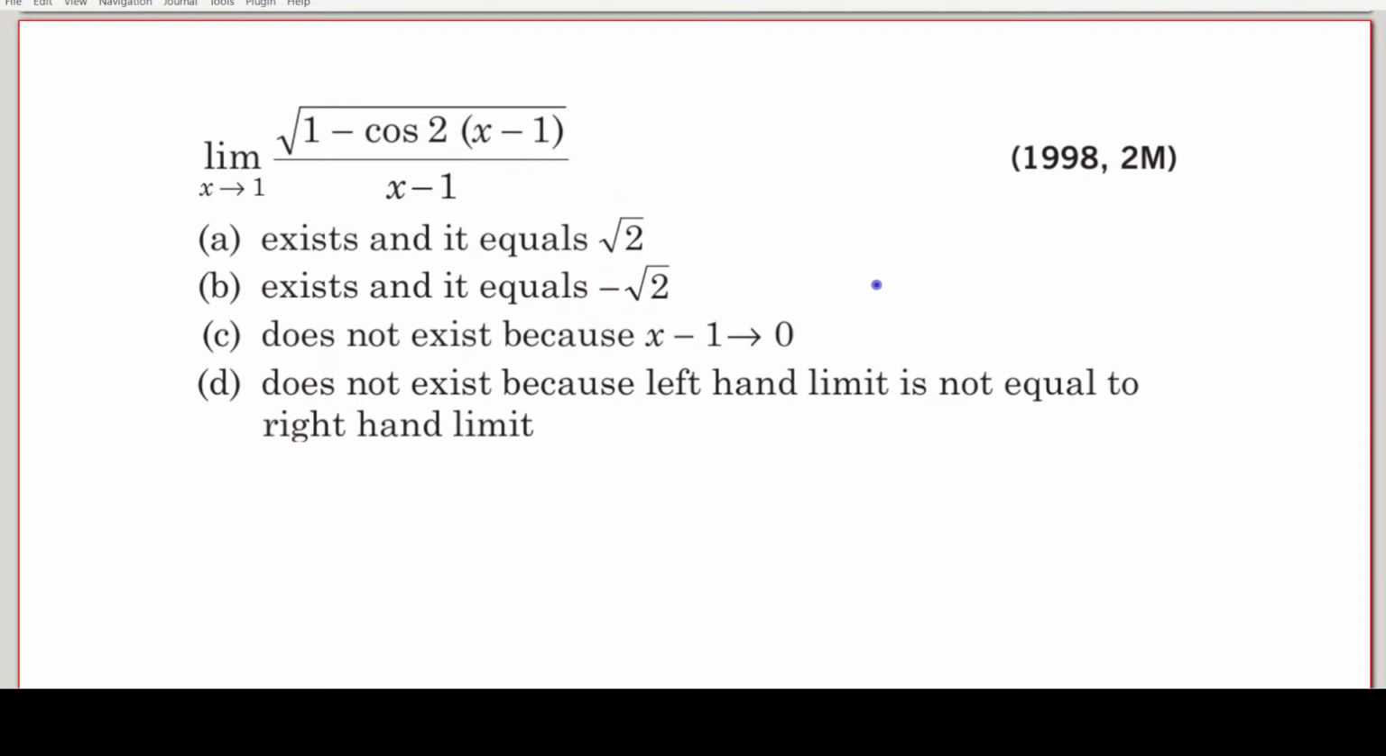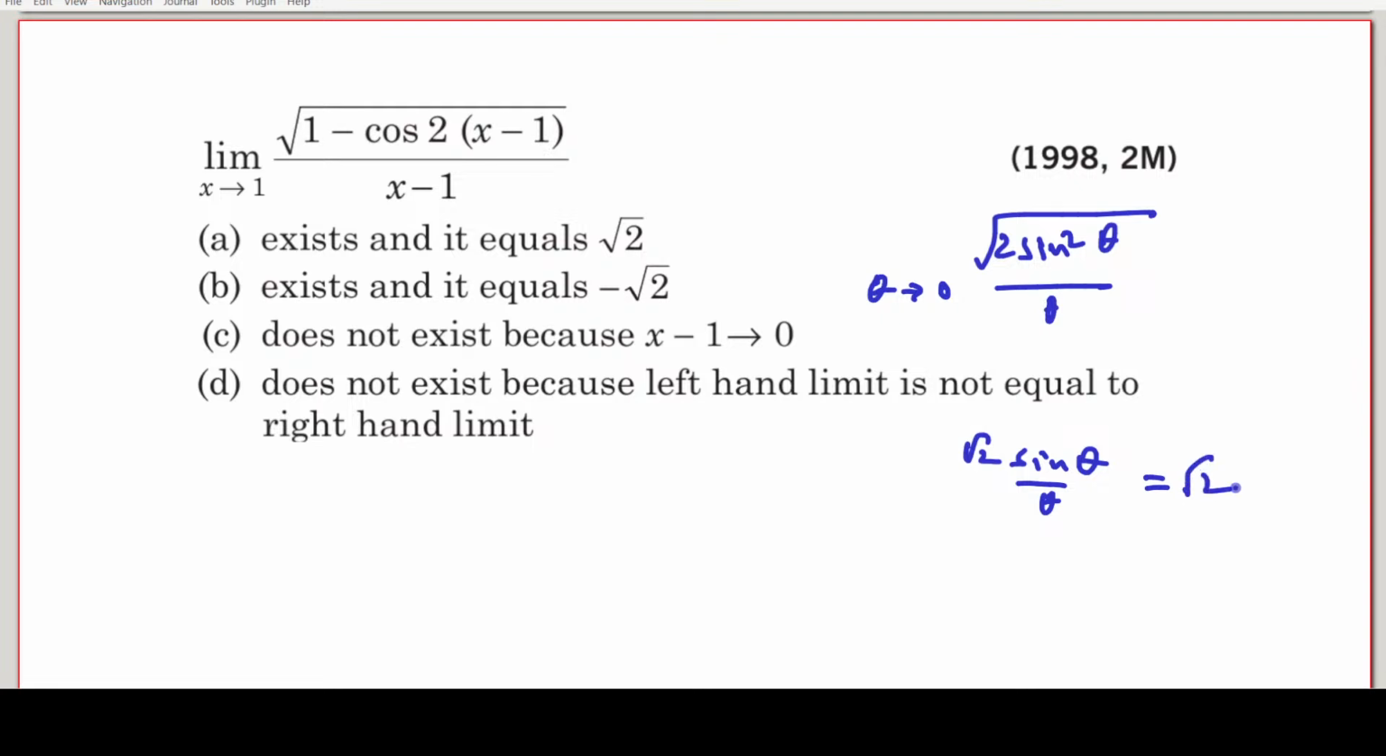Very good. Then let x minus 1 be theta. 1 minus cos 2 theta will be 2 sine square theta. So here, 1 minus cos 2 of x minus 1 is 2 sine square theta, so we get root 2 sine theta. Then sine theta by theta, and you are saying sine theta by theta is 1.